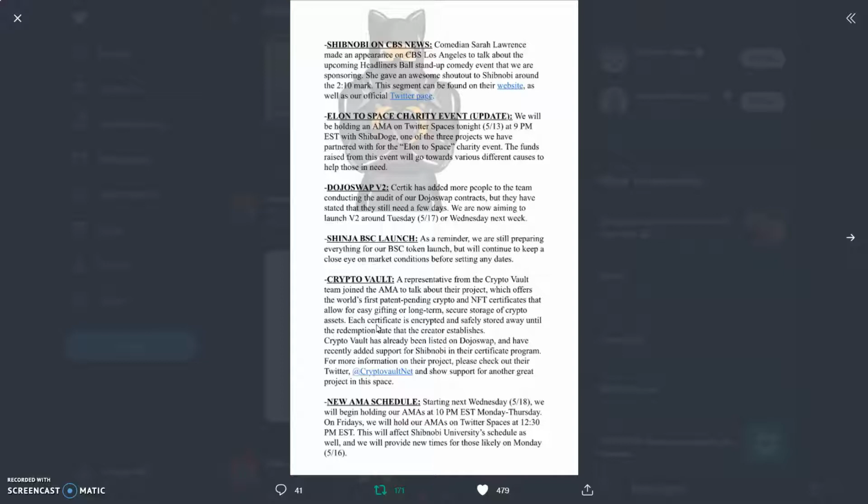But we got some important updates right now. We got DojoSwap version 2. Certik has added more people to the team conducting the audit of our DojoSwap contract, but they have stated that they still need a few days. We are now aiming to launch V2 around Tuesday the 17th or Wednesday next week.